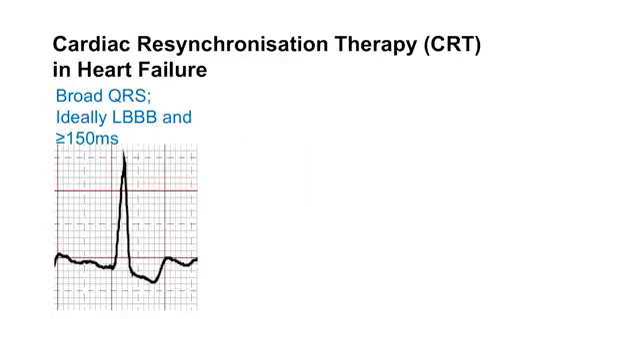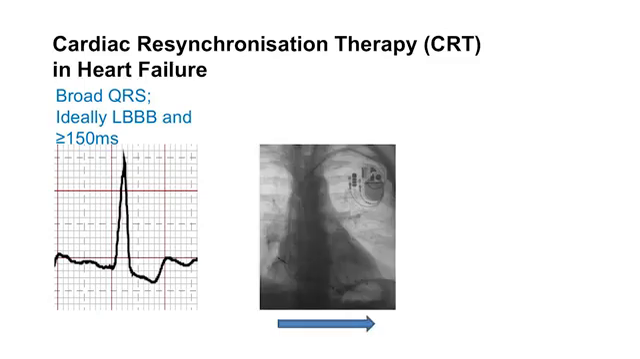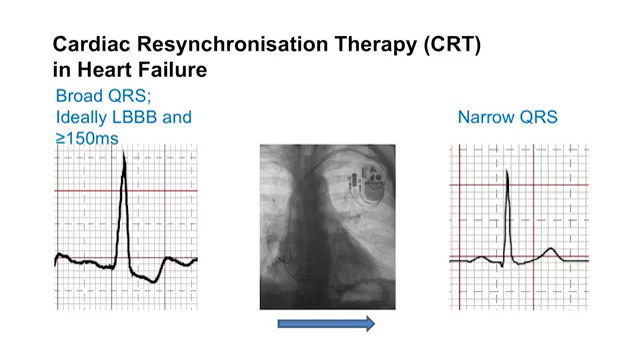Let's come to cardiac resynchronization therapy, CRT, in patients who have suffered from a myocardial infarction and who have developed heart failure with reduced ejection fraction. CRT is indicated in patients who have a myocardial infarction, a left ventricular ejection fraction of 35% or less, and a broad QRS complex, ideally in patients with left bundle branch block and a QRS duration of over 150 milliseconds. In these patients, by placing a third additional lead on the left ventricle, the QRS complex can be narrowed and heart failure symptoms can be improved.